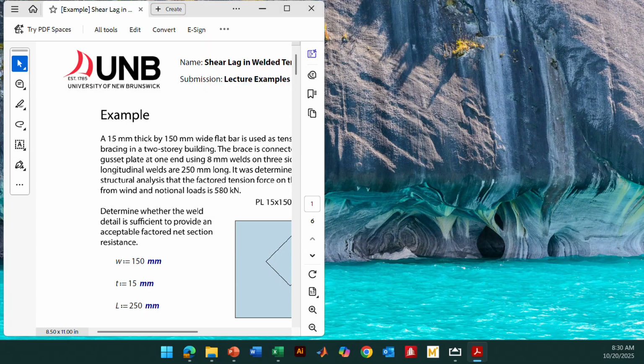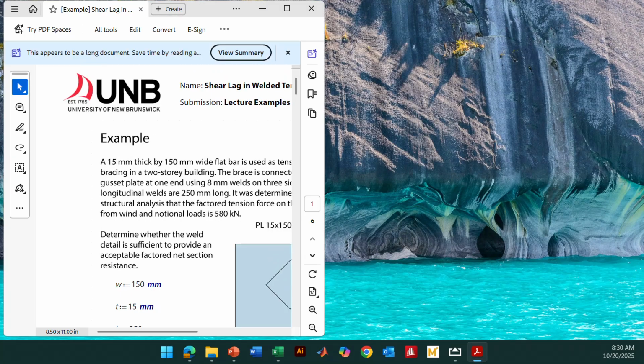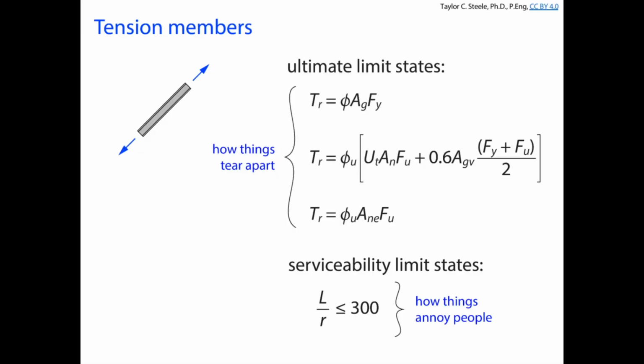So as I alluded to the last little bit, we're still in this course talking about tension members. We've been talking about tension members for quite some time. I swear Wednesday is the last time we'll talk about tension members, but we're still talking about them today.